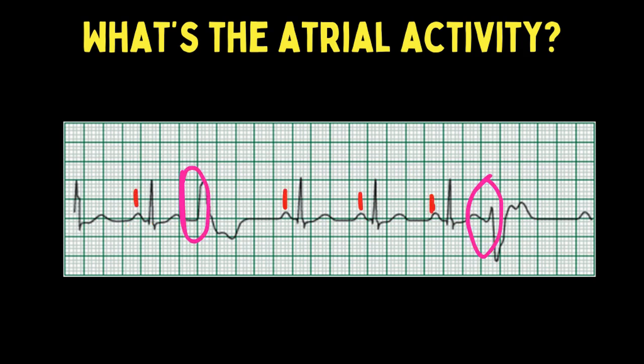But what is up with these wide and bizarre complexes? Well, go back to what's going to make your QRS wide. If it was a bundle branch block, all of the complexes would be wide. If it was hyperkalemia or an effect from a medication, then yeah, probably all the complexes are going to be wide. But how come only some of them are wide?